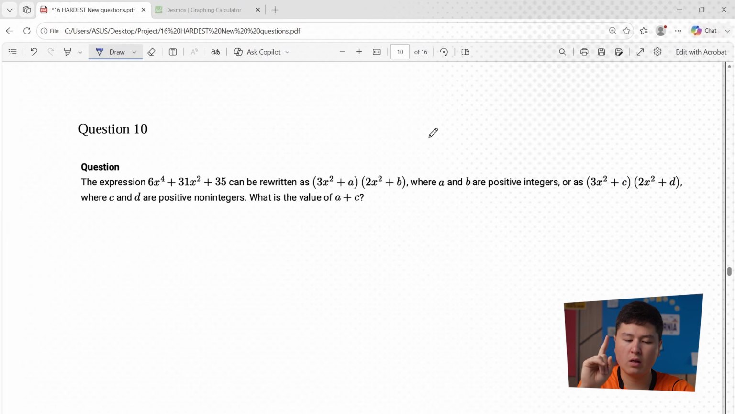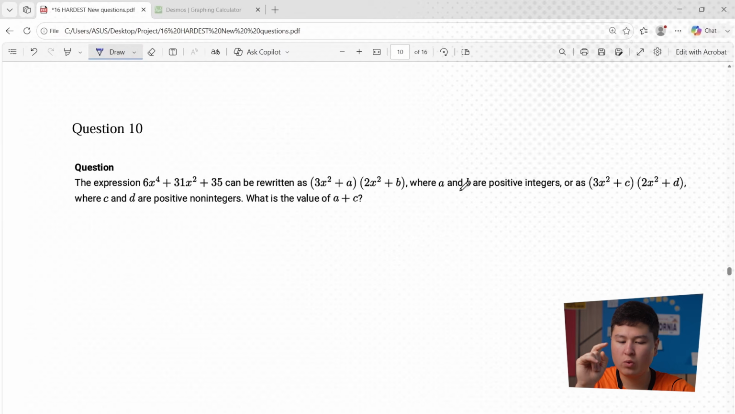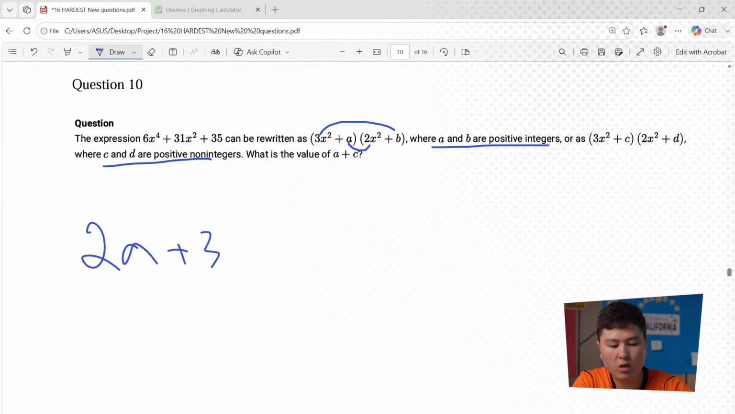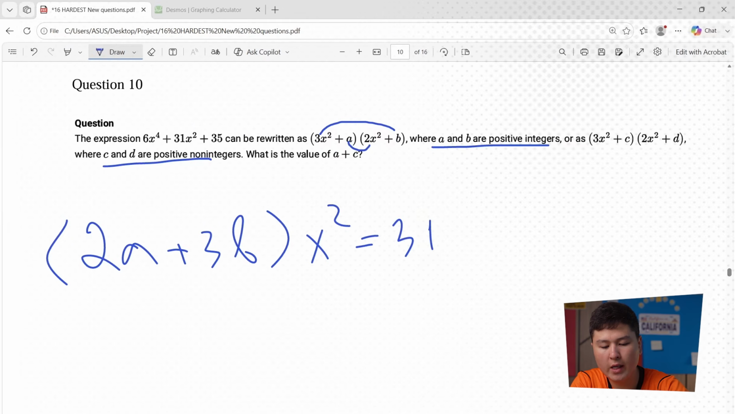You have to understand one thing. So this expression equals this, where A and B are positive integers, and is also equal to this, where C and D are positive non-integers. And it's asking about the value of A plus C. Guys, here you can just solve it in this way. If you just open the brackets by multiplying, you are going to have 3x squared multiplied by b and a multiplied by 2x squared. So I'm just having 2a plus 3b as the coefficient of x squared, which equals 31x squared.